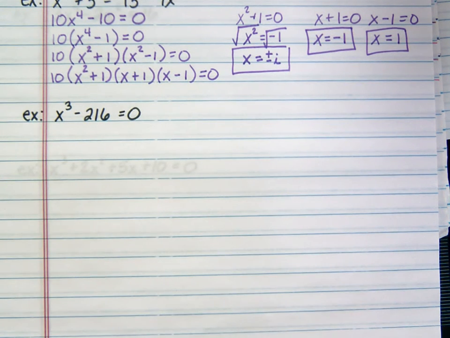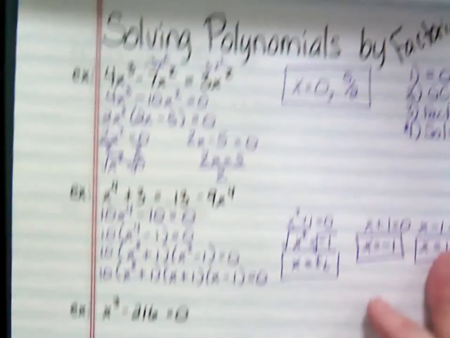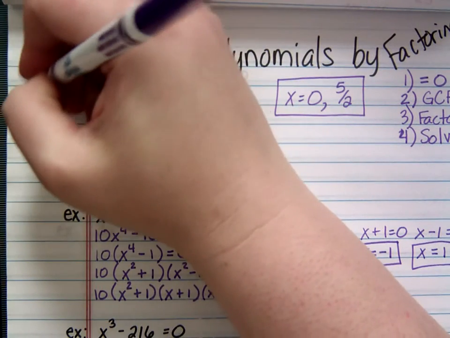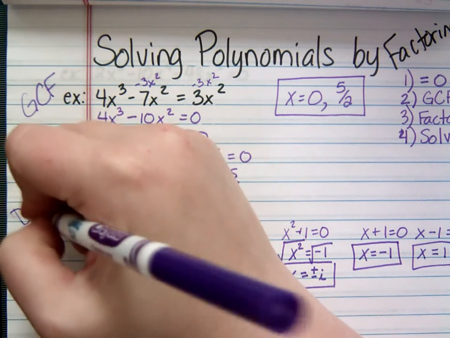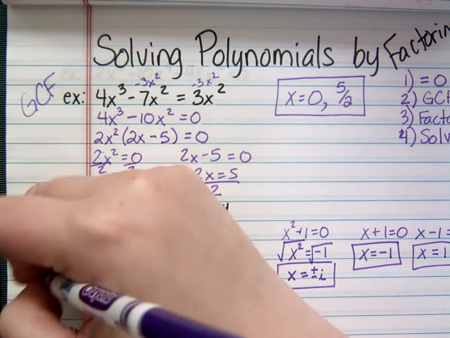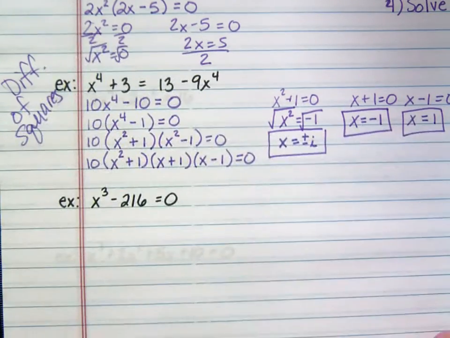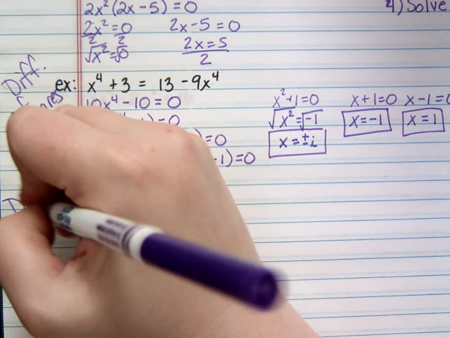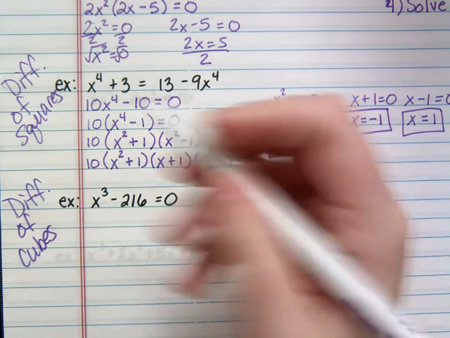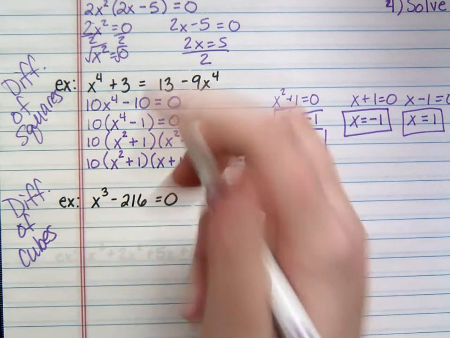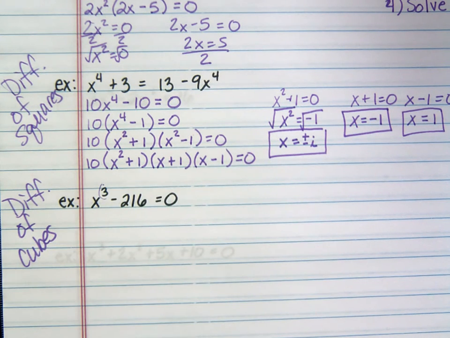Now, this one is a difference of squares. The first one I did, all you had to do was take a GCF. The second one I did, this was a difference of squares. This third one is a difference of cubes. It's a difference because it's subtraction, cube because x cubed and 216 are both perfect cubes.